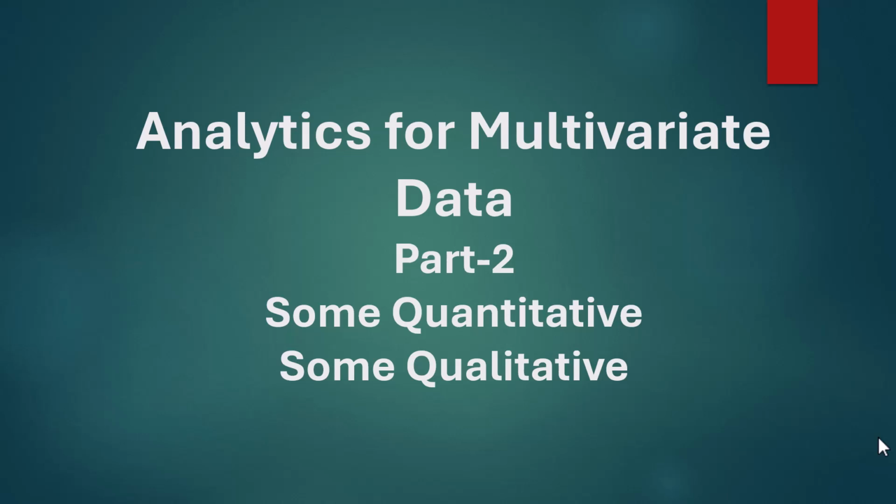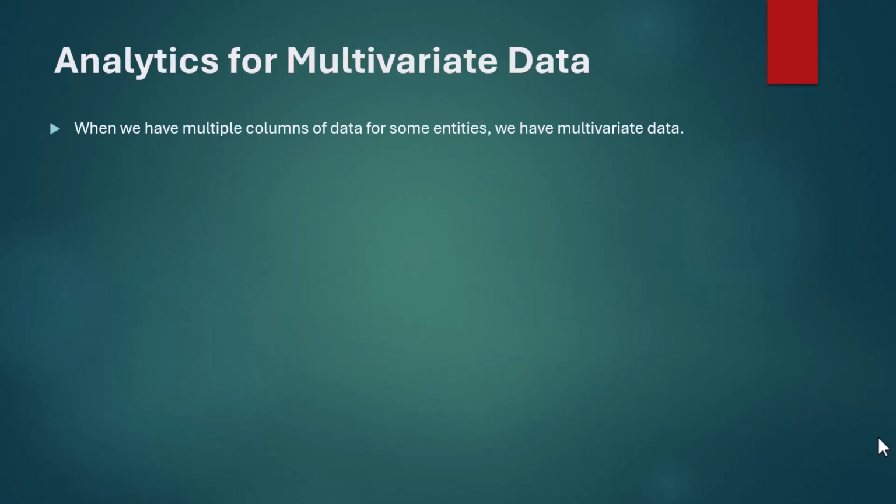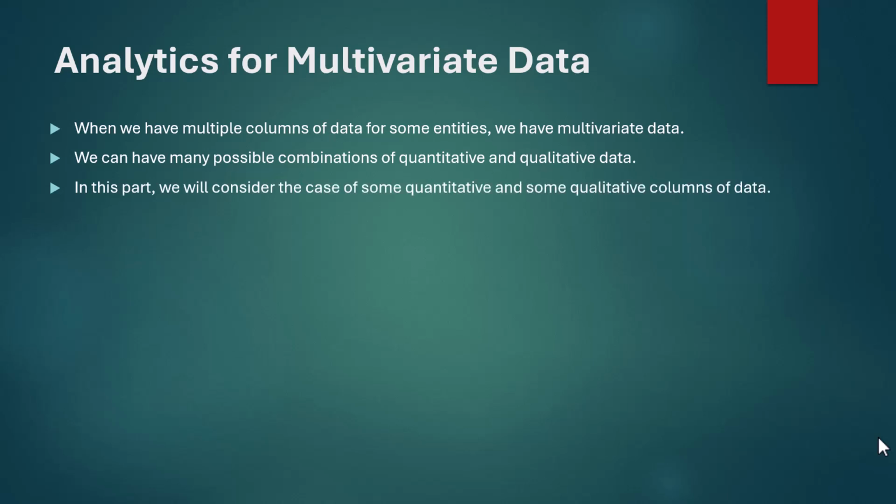Analytics for multivariate data, part 2. Some quantitative, some qualitative. So when we have multiple columns of data for some entities, we have multivariate data, and we can have many different possible combinations of quantitative and qualitative data. In this part, we will consider the case of some quantitative and some qualitative columns of data.